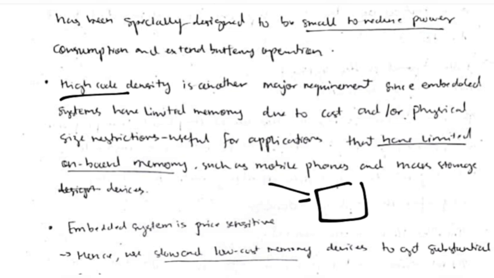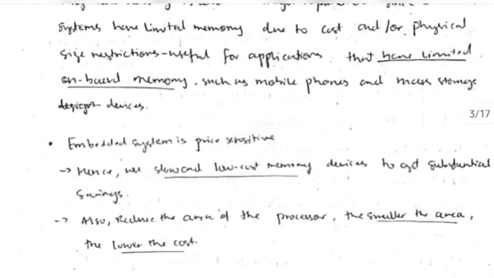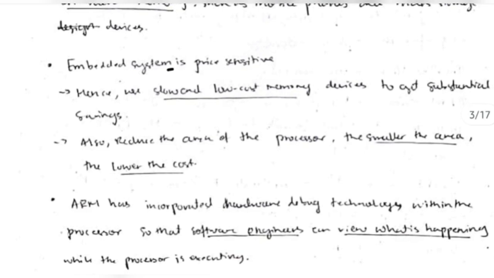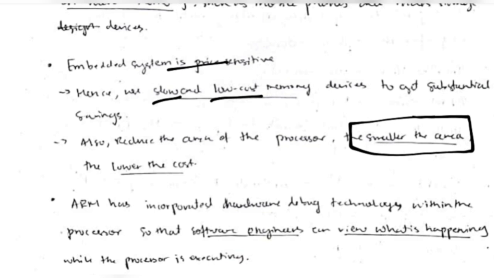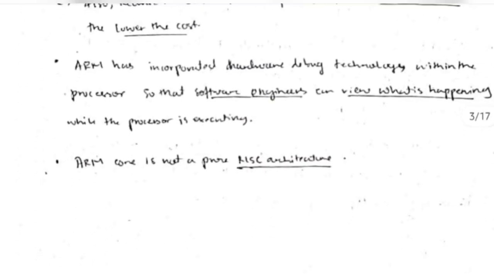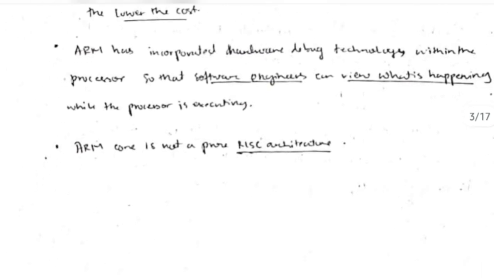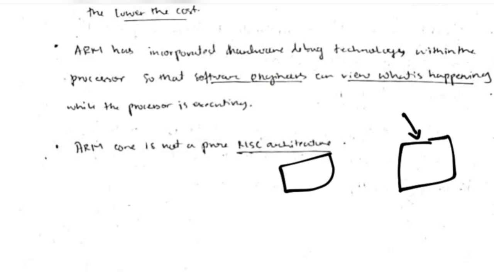So it can be used on devices which are small, like mobile phones. And the third one is embedded system. Embedded system is price sensitive. ARM design philosophy: it's smaller in area, but the speed is not reduced, and it's very cheap also, okay. And a very great feature included in the ARM processor is that whatever is happening inside the processor can be viewed on a computer screen, okay.